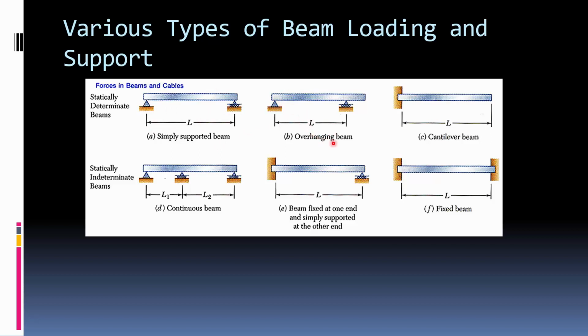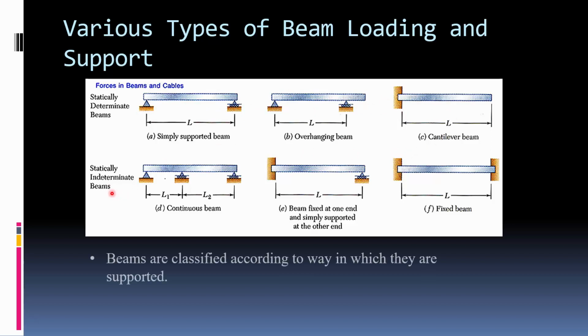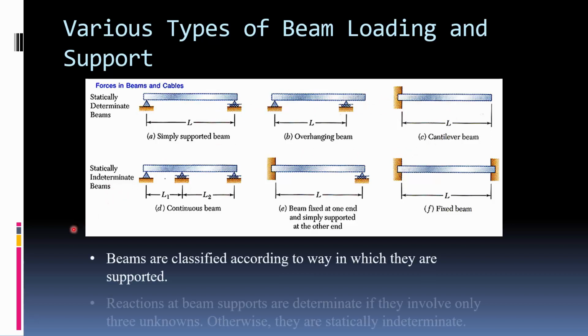Here we have an overhanging beam, right? You have an X and a Y here, and in this case you only have a Y. So still 3 unknowns. Here, a cantilever beam. So again, here you have X, Y, and a moment, but still just 3 unknowns. So in 2 dimensions we can solve all these. We're good to go. So those are beams that are classified according to how they're supported.